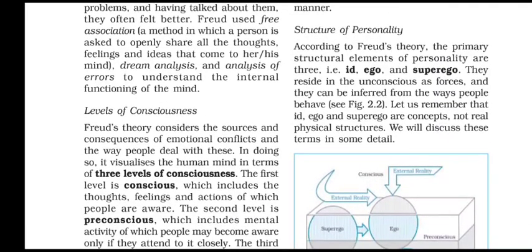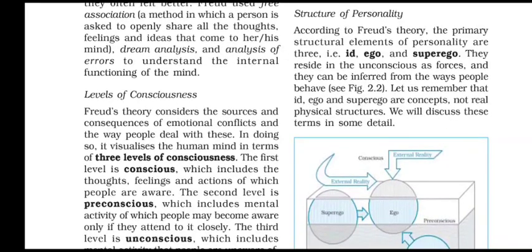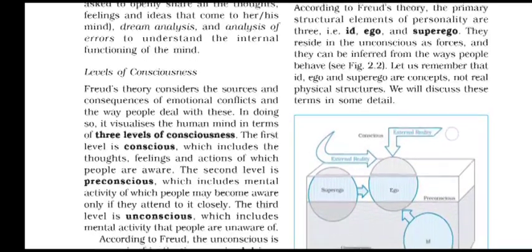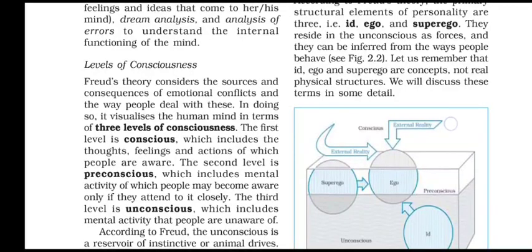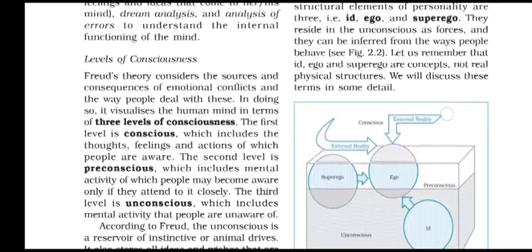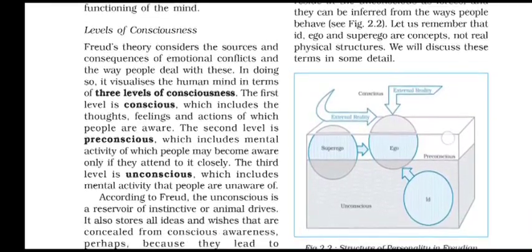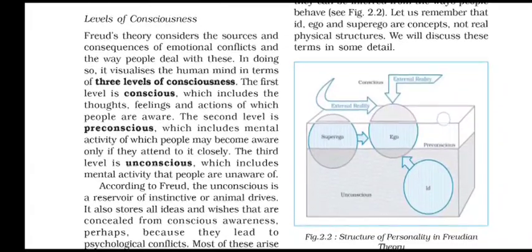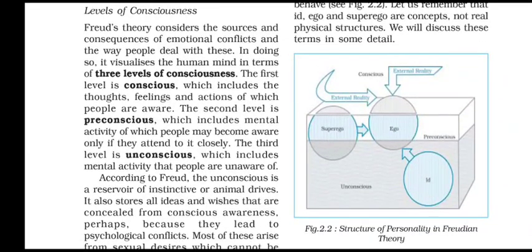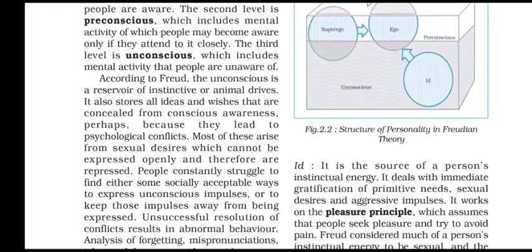Structure of personality. According to Freud's theory, the primary structural elements of personality are three, that is, id, ego, and superego. They reside in the unconscious as forces and can be inferred from ways people behave. Let us remember that id, ego, and superego are concepts, not real physical structures. We'll discuss these terms in detail.